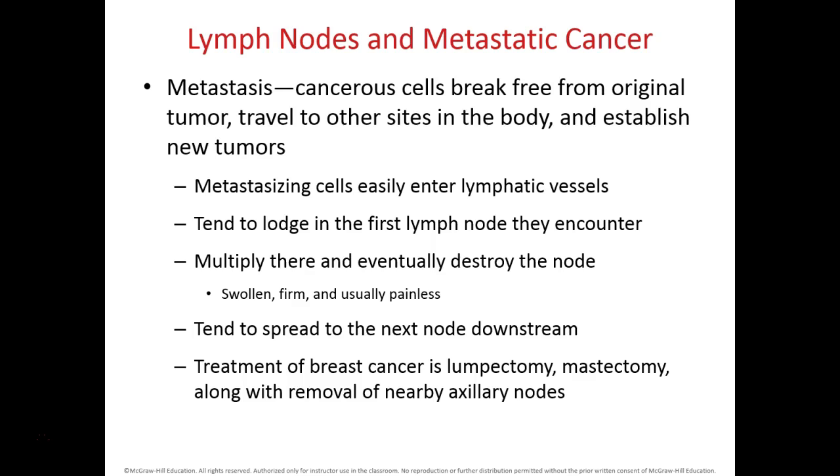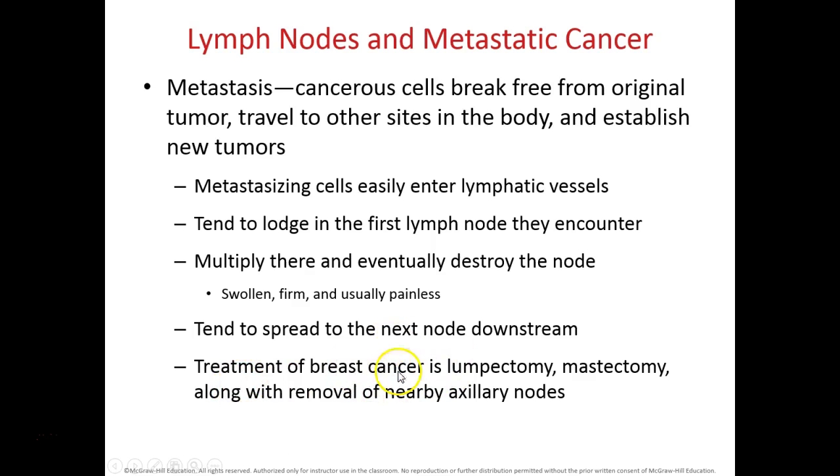Now, metastasis, right? We know that's when cancerous cells move from their point of origin throughout the body. And lymph nodes are often tested to see if a cancer cell has metastasized, because these cells usually will enter a lymphatic vessel and enlarge in those reticular fibers, and even multiply there and can destroy the lymph nodes. So swollen or firm, but usually painless, is when you had metastasis of a cancer to the lymph nodes, and then it'll tend to spread from the next node downstream.